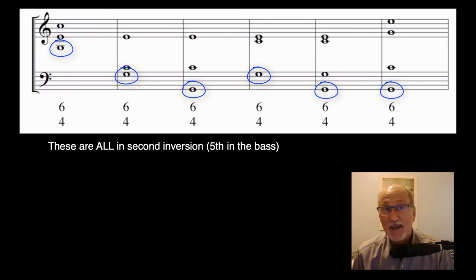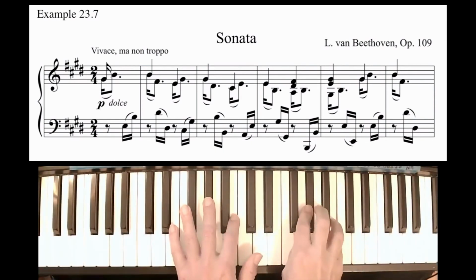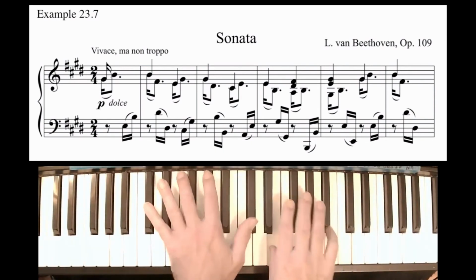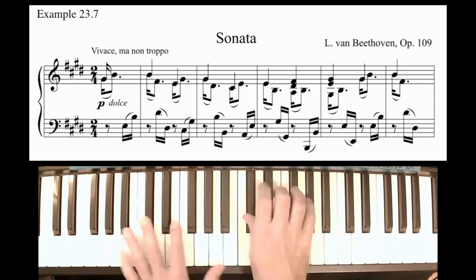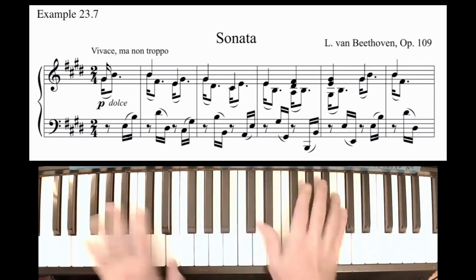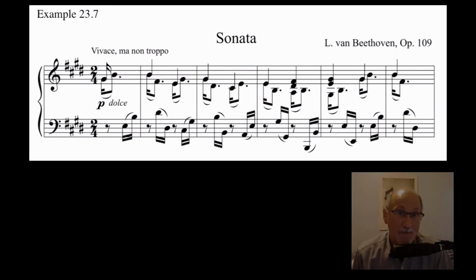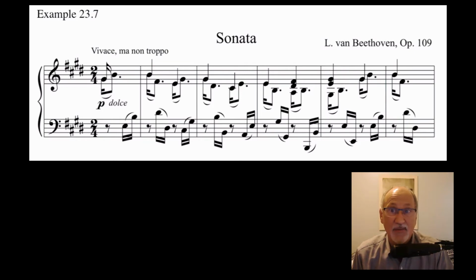At this point, we should look at an example. So here's a little excerpt from the beginning of Beethoven's Piano Sonata, Opus 109. Now, this piece represents very interesting activation of the harmony through the use of these 16th note broken chord patterns.